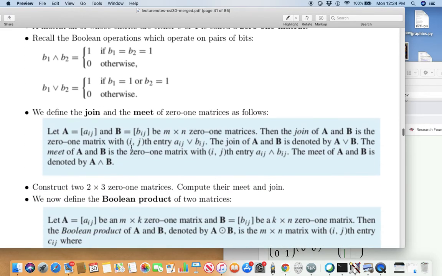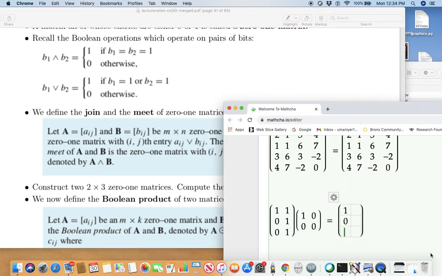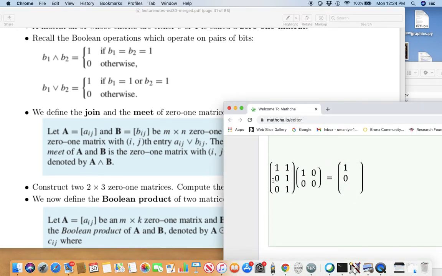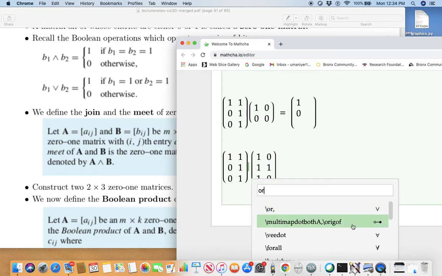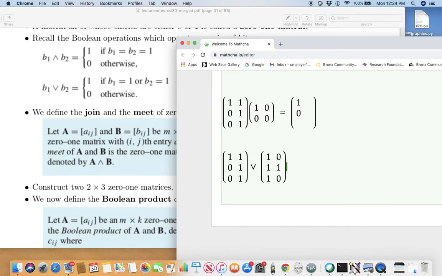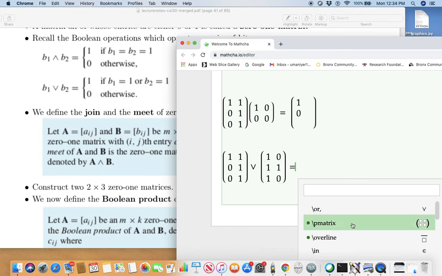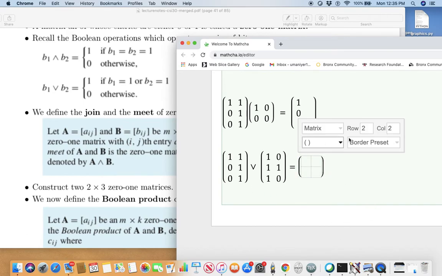Okay. What about the join and meet of two matrices of the same size? So suppose I take a 3 by 2 matrix, okay, and I take another 3 by 2 matrix. Change a few entries. Say, if I want to take the join means OR, okay. If I want to take a join of two 3 by 2 matrices, result will be the same 3 by 2. Each entry you go individually.